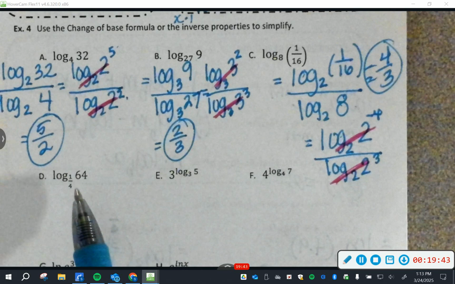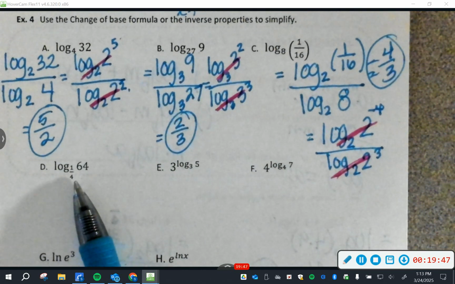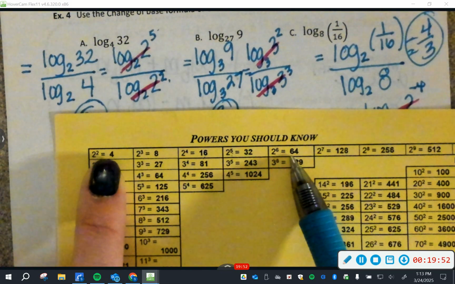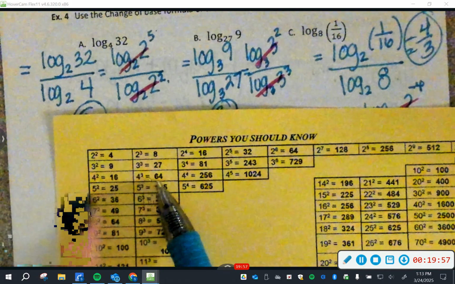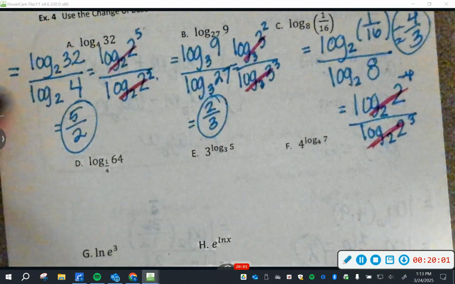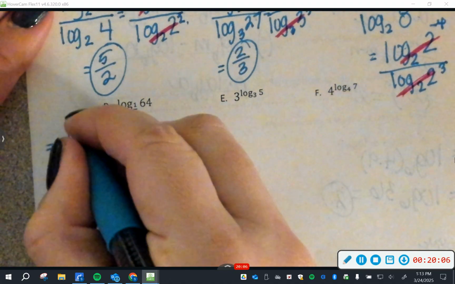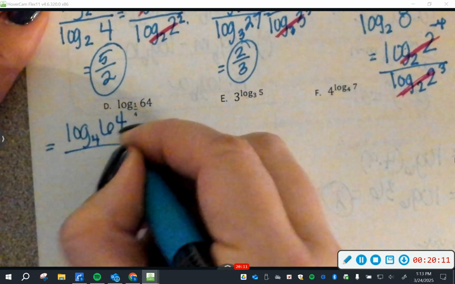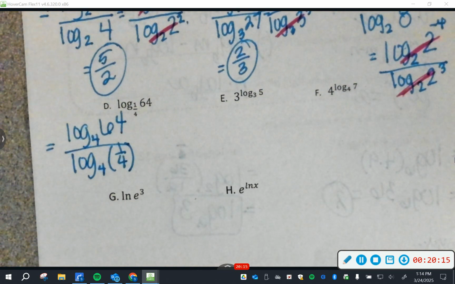Okay, one more. Now we have 1/4 and 64. So there are 2 ways we can do this, because 4 and 64 are both powers of 2, but they're also powers of 4. So I'm going to use 4 as my new base. So this is going to be log base 4 of 64 over log base 4 of 1/4.